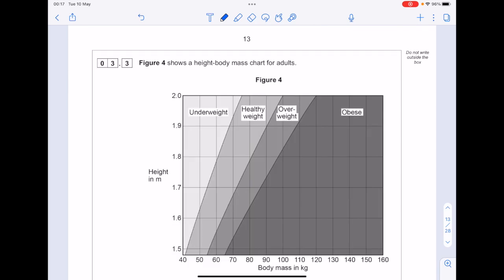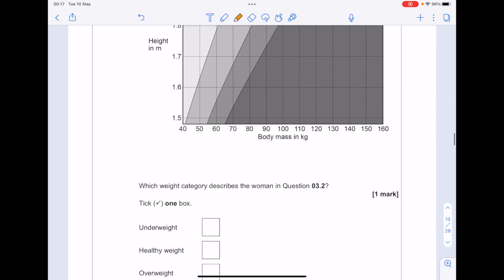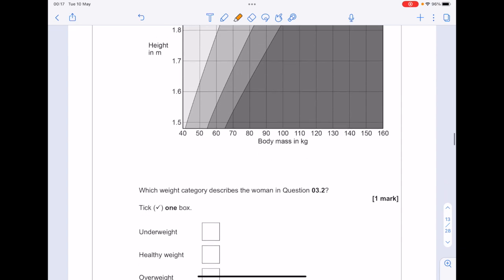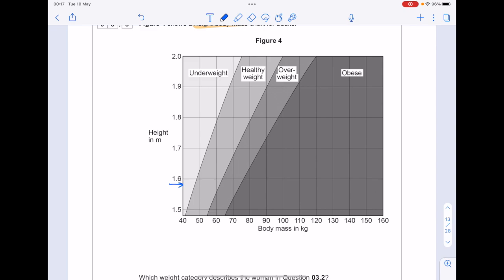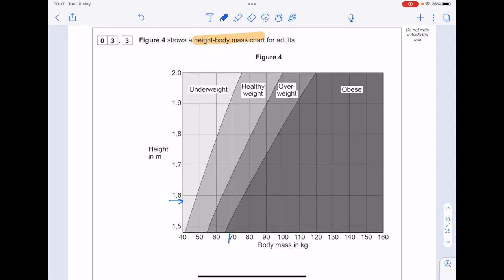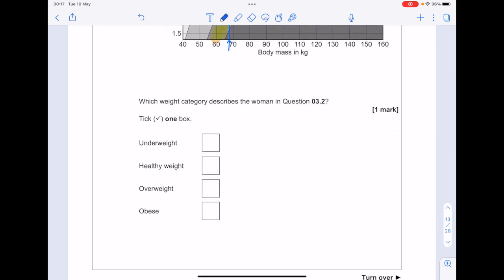Figure 4 shows a height body mass chart for adults. Which weight category describes the woman in question 3.2? So we know that her height was 1.59 and that her body mass was 68.1. So we're looking along here and up here, just as an approximation. So draw a line up from both points and look at where they cross. It occurs in here. So we know that this person would be counted as overweight.